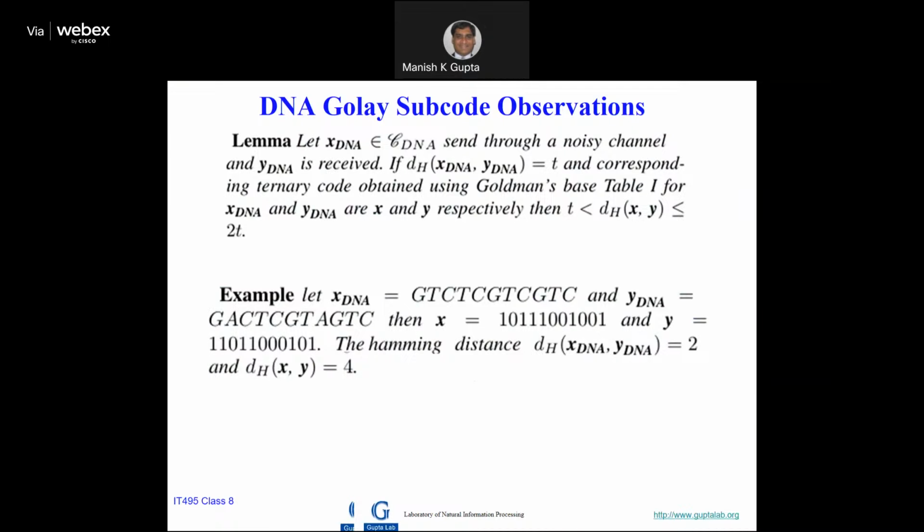Now, if for this X DNA and Y DNA, we go back through the map, reverse it, and get X and Y, the ternary vectors, you will observe that the distance between the ternary vectors cannot exceed 2T. Okay, this is the property of the map. So, cannot exceed 2T. Sometimes it is exactly 2T. For example, if X DNA is this, Y DNA is this, and the corresponding X and Y is this, the Hamming distance in the DNA case turns out to be 2, and in the case of ternary, we have 4. Okay, so this is the first property.